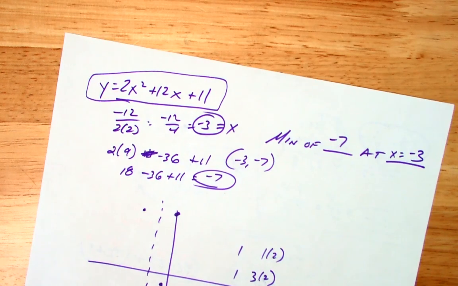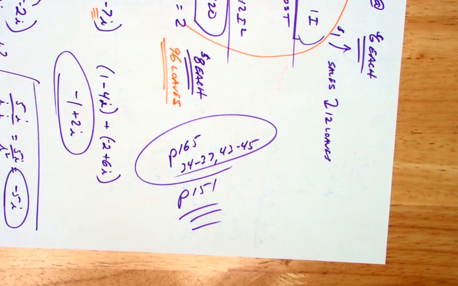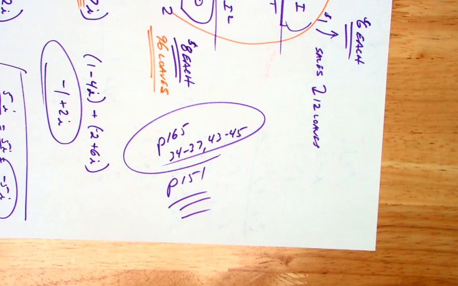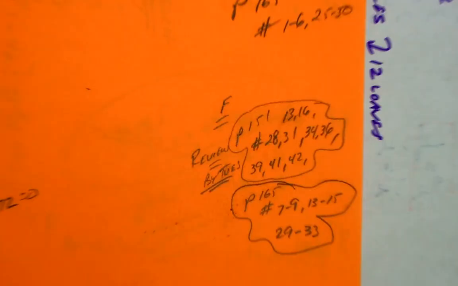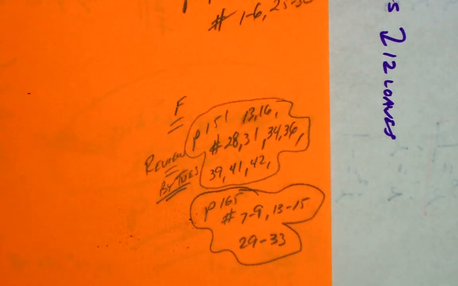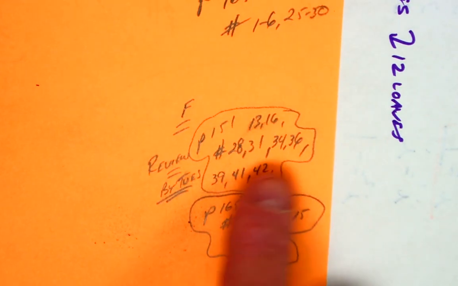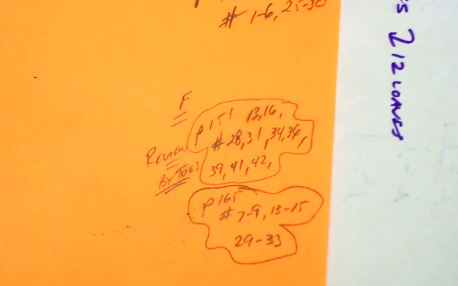Okay, so the assignment for today was page 165, problems 34 through 37 and 43 through 45, and don't forget we have page 151 that is due tomorrow as well. If you don't remember that, I'll go ahead and show you here. Let me zoom in, and I'll have to brighten up a little bit maybe. So that's page 151, problems 13, 16, 28, 31, 34, 36. So that is also due tomorrow.